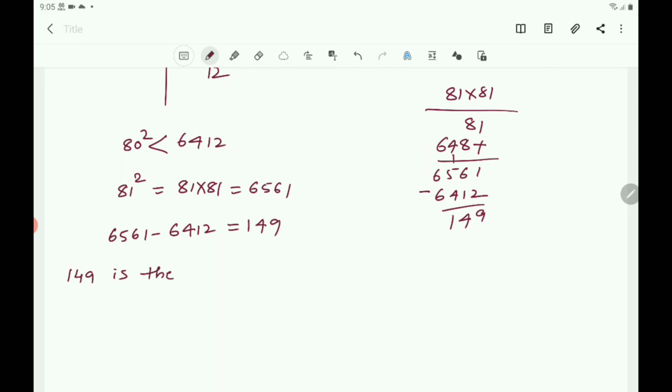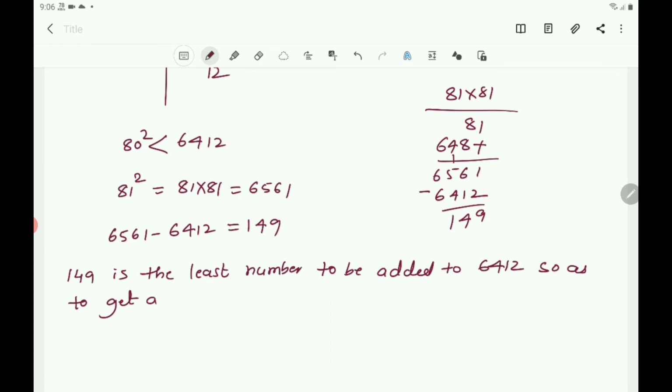So you take 149. 149 is the least number to be added to 6412 so as to get a perfect square.